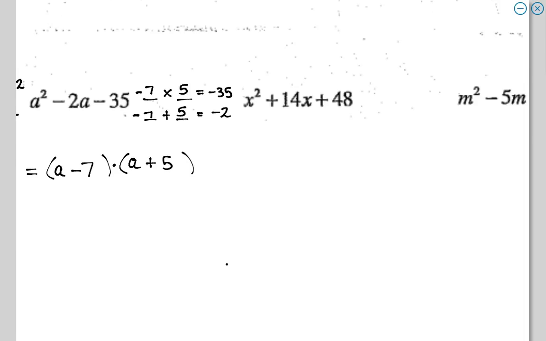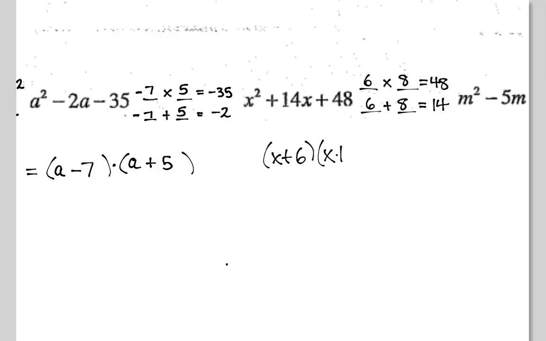Next one. Something times something is 48. Something plus something is 14. This one's nice because everything's positive. 6 times 8. That was quick, whoever that was. 6 times 8 and 6 plus 8. That one's quick. x plus 6, x plus 8. Very nice. Very easy, that one, actually.